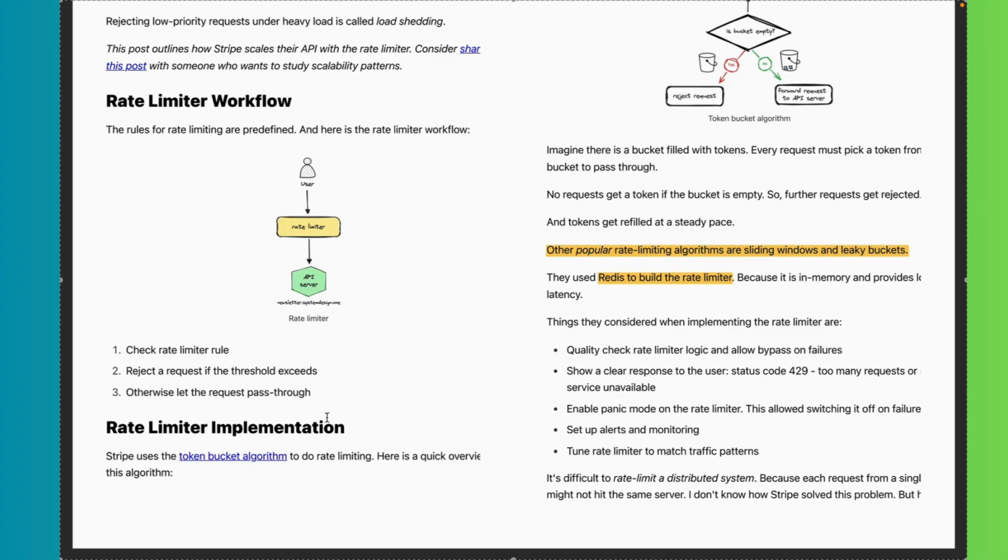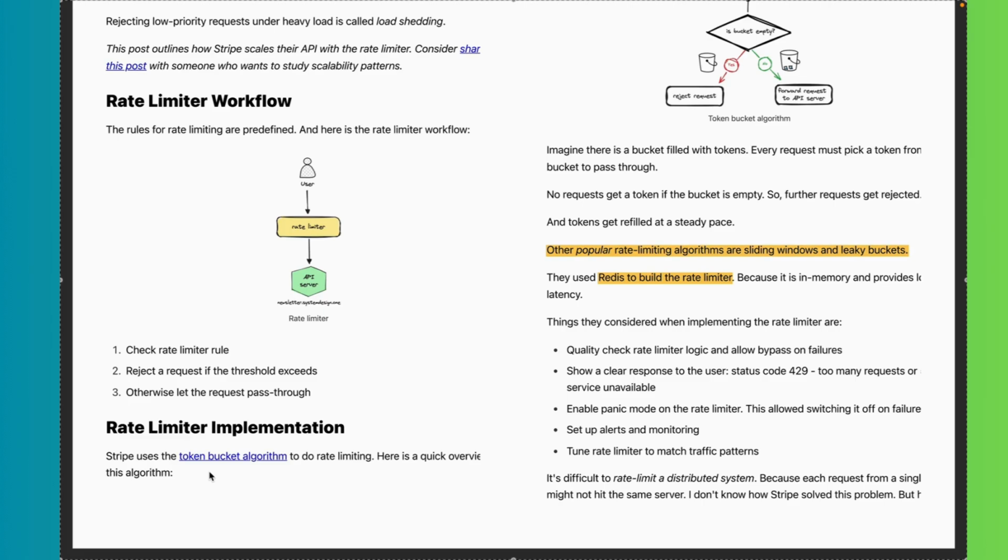Implementation wise, it's saying that Stripe uses the token bucket algorithm to do rate limiting. There are other algorithms as well. For example, see here, there are sliding windows, leaky buckets, and token bucket algorithms. For now, just know that there are different algorithms for rate limiting. In this case, it's saying that Stripe uses the token bucket algorithm.